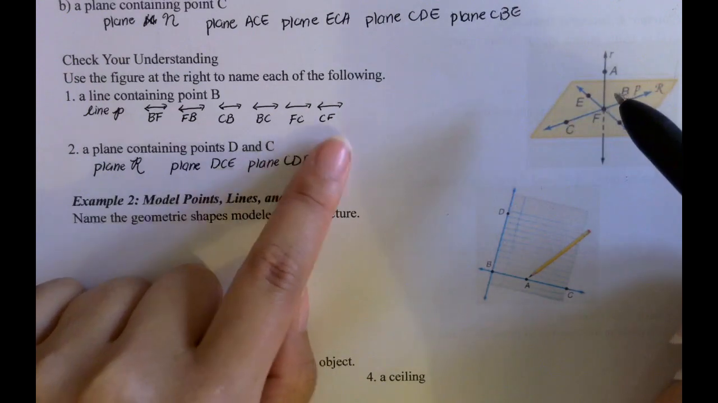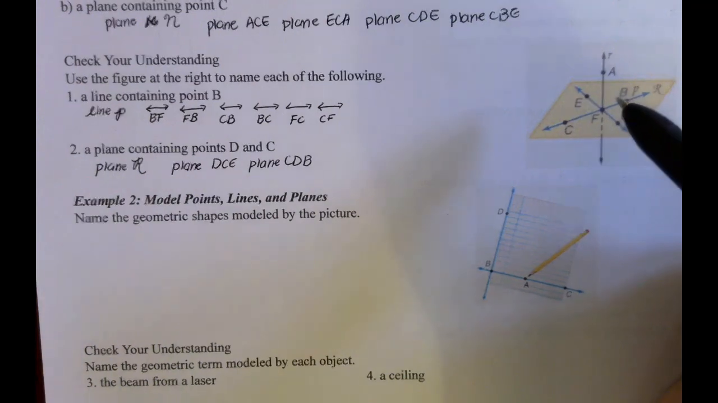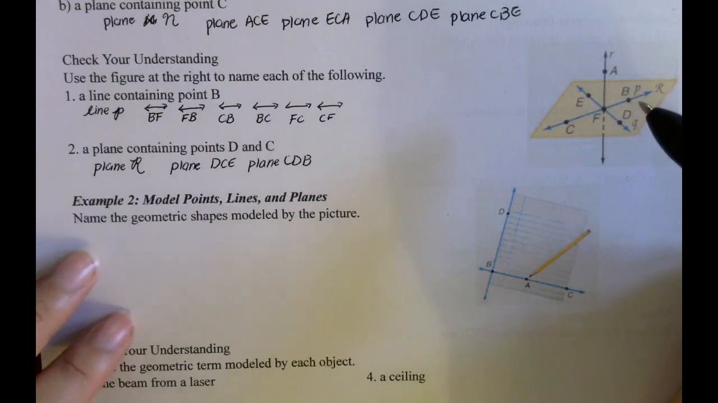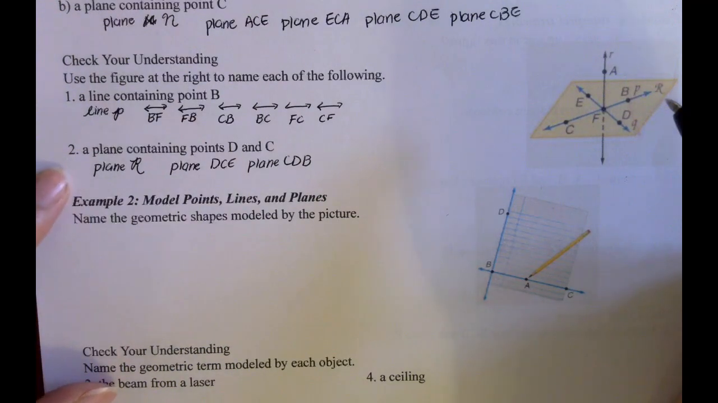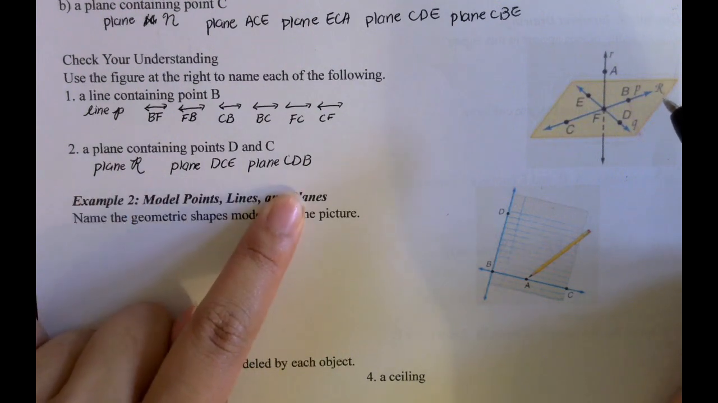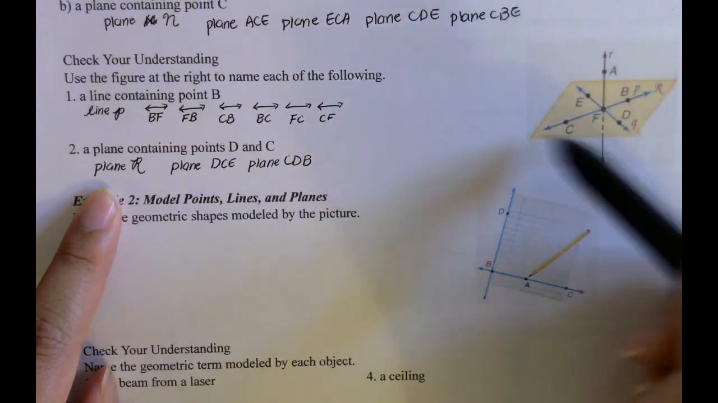If you named any that weren't part of my answer key, I'll go in and check it later and then mark it correct if you did do a correct one. And then for a plane containing points D and C, I just put 3 examples here, but there are a lot more. One way to call it is plane and then the capital script letter.